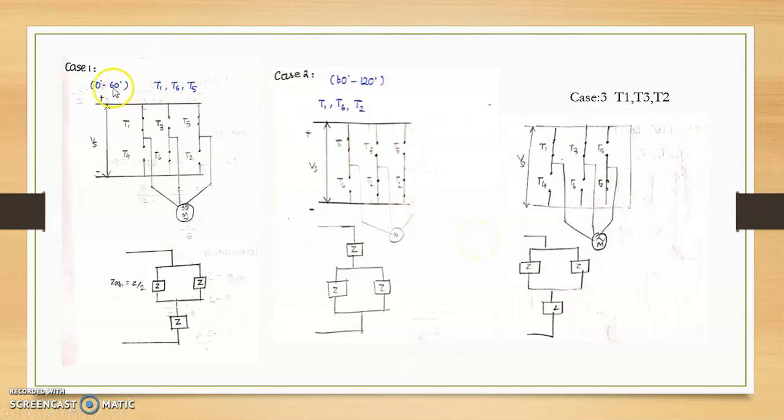So case 1 will be 0 to 60 degree, where T1, T6 and T5 are on. At that time T4 is in off condition. Here the T6 is turned on, so T3 is off condition. Here T5 is turned on. So we know that 2 upper arm switches and 1 lower arm switch must be turned on for 3-phase conduction.